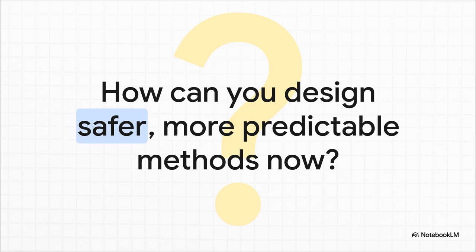So I'll leave you with this to think about. Now that you know for sure that any method you call can change the state of an object you pass in, how does that change how you are going to design your code to be safer and more predictable?